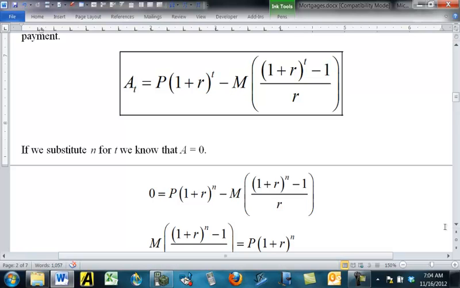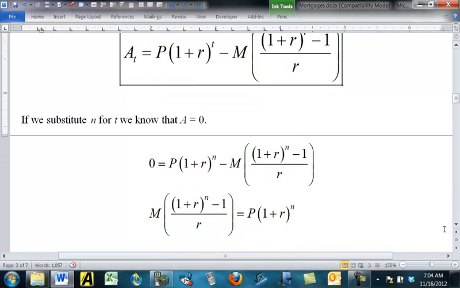Now let's see if we can solve this a little bit more. If we plug in the specific t value, which is n, the total number of payments, we know that the balance at that point after making those total number of payments should work out to be exactly 0. So we plug in 0 for A sub t and n everywhere we see a t. I'm going to add this expression here, and I'm going to get this expression, M times 1 plus R to the n minus 1 over R equals P times 1 plus R to the n.